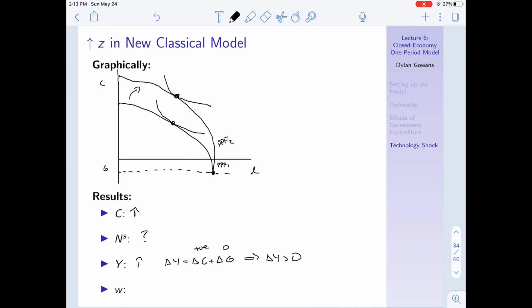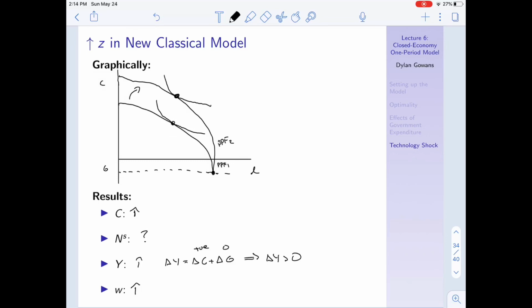What happens to the wage? Well, you won't be surprised to know, and I'll show you in a second a proof of this, that in this model, the wage goes up. Why does this make sense? Well, now for any amount of labor supplied, the wage that the firm is willing to offer is higher.